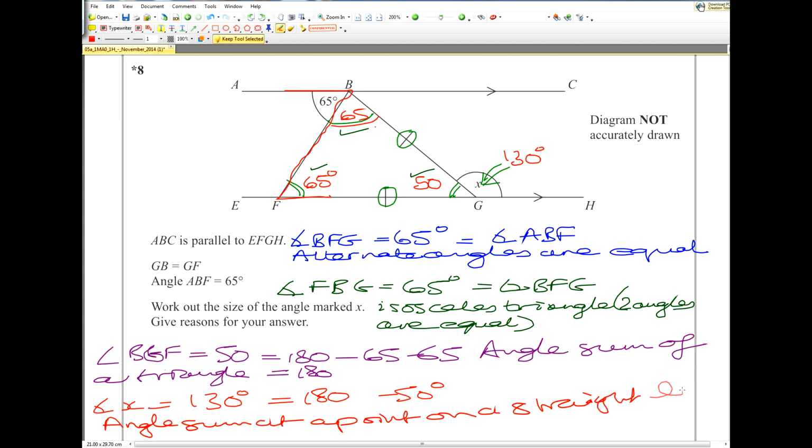Angle sum at a point on a straight line is 180. Lovely, beautiful. And that's all of question 8 done. Let's move on.